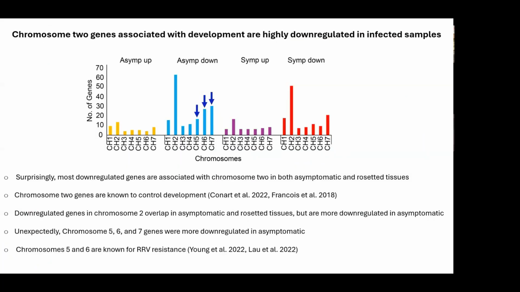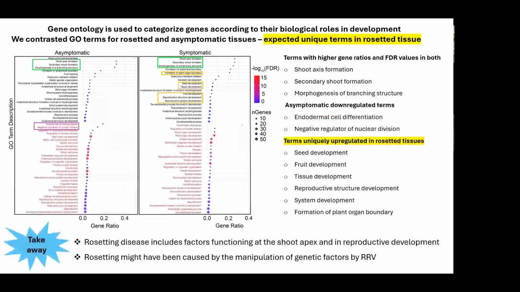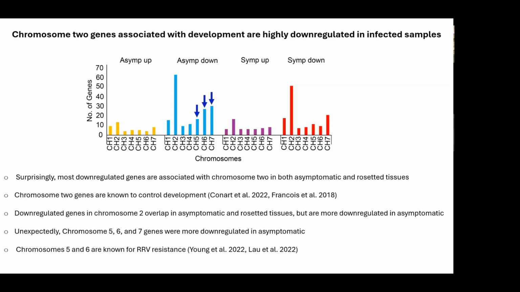So we went ahead to classify the differentially expressed genes represented in these biological terms, and we found that chromosome 2 genes, which are associated with development, are highly downregulated in infected samples. As you can see here, these are the total number of downregulated genes associated with chromosome 2 in both asymptomatic and symptomatic down.